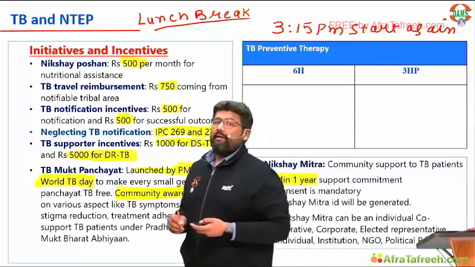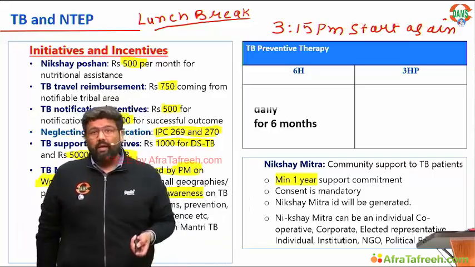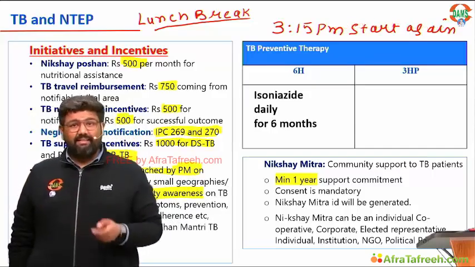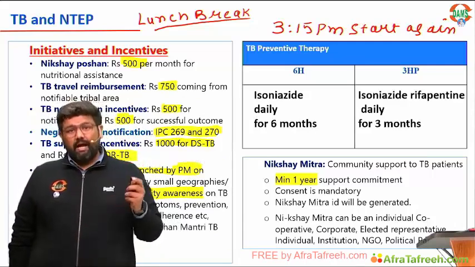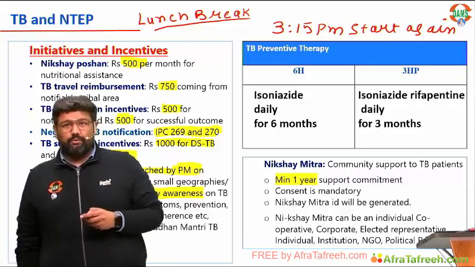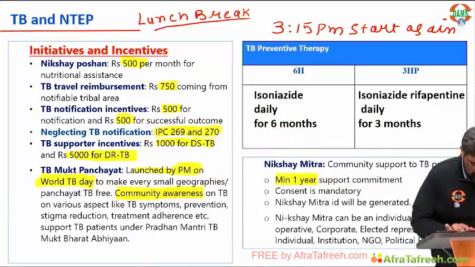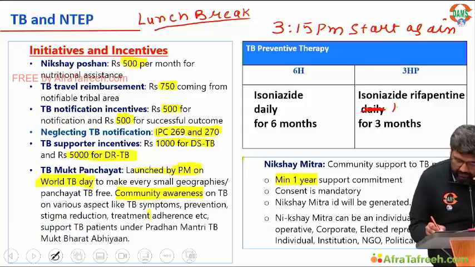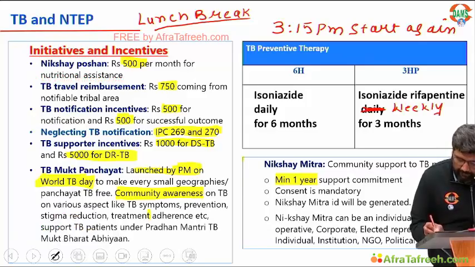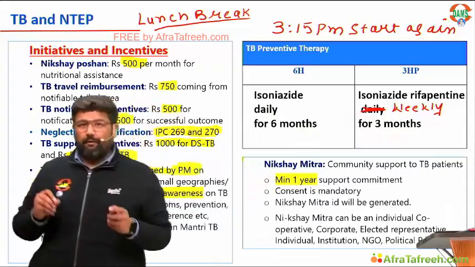Now, TB preventive therapy is the therapy which we give to prevent tuberculosis. We have one regimen, that is 6H: daily isoniazid for 6 months. We have isoniazid, rifampicin. There is one error here, just a minute. It is not daily, it is weekly. It is weekly: 2 drugs, isoniazid and rifampicin, weekly for 3 months.